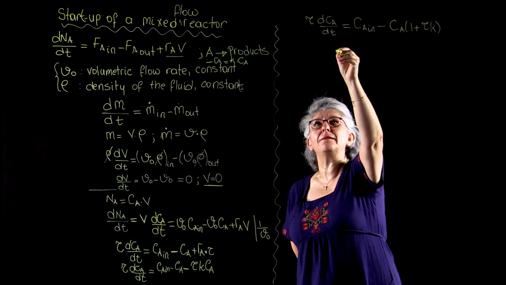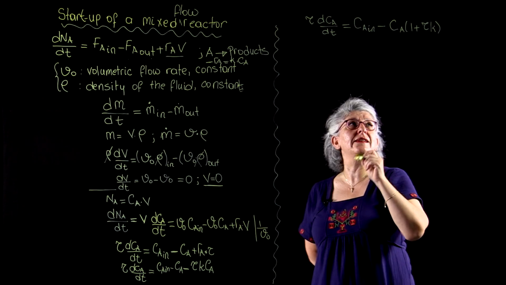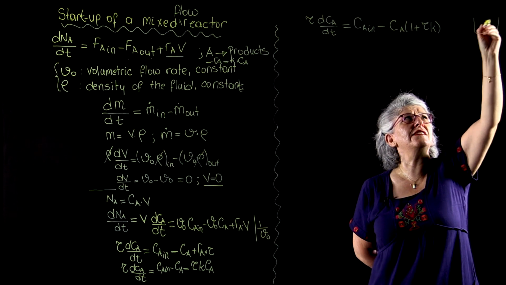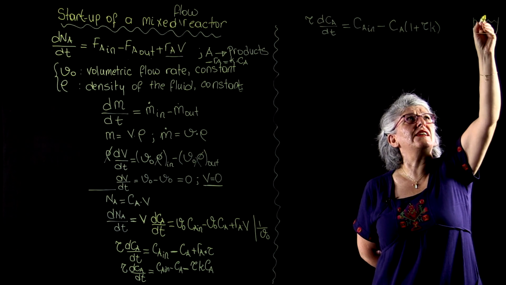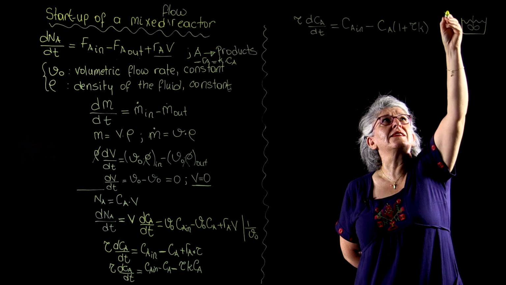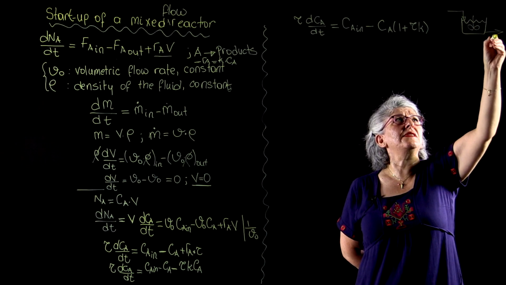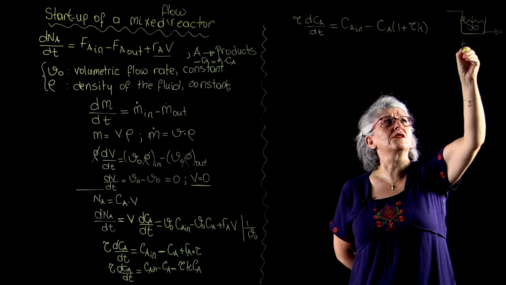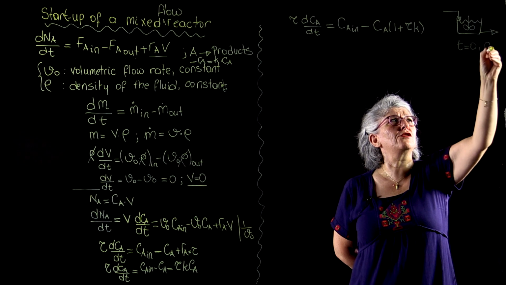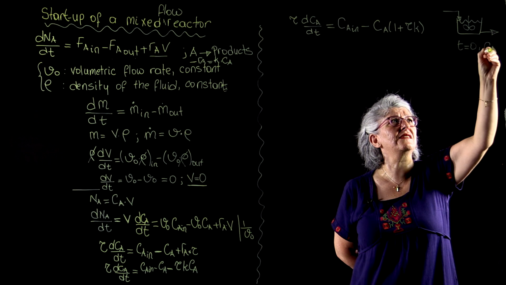And now I need a boundary condition. My boundary condition will represent a stirred mixed flow reactor, which is initially filled with pure solvent. All right. At time t equal to 0, CA is going to be 0 because I have only solvent in this reactor.